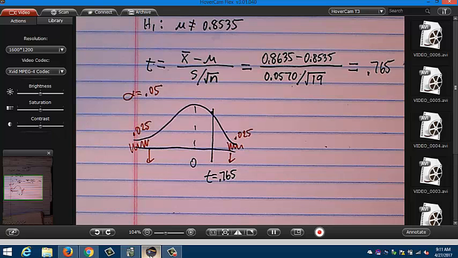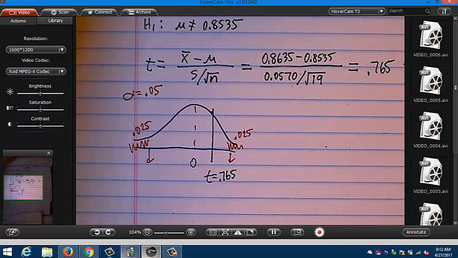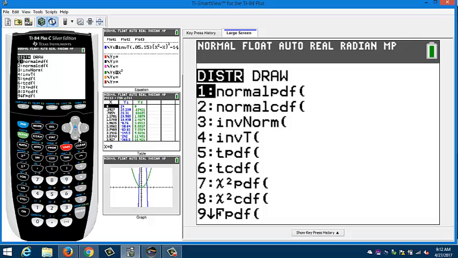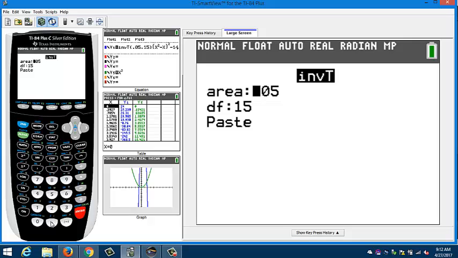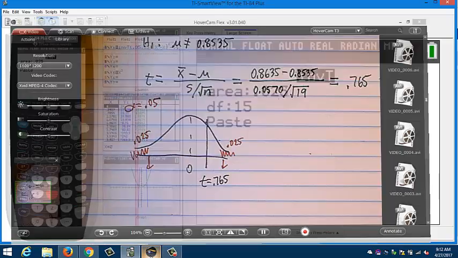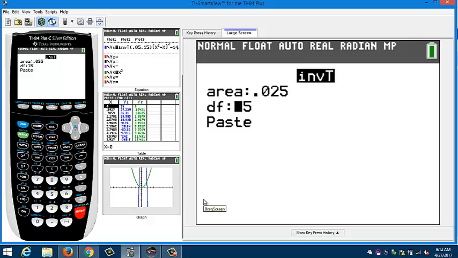Well, I don't know yet if that green is really in the critical region or not. I drew it like it's not, but that's kind of cheating. I don't know that. Let's see. What's the critical region? We're going to go second distribution. What am I going to use? Inverse T of, this time it's 0.025, right? Why? Because if you look at my picture, I split that up. This is half of alpha and this is half of alpha. And so, degrees of freedom, we need 19 minus 1 is 18.